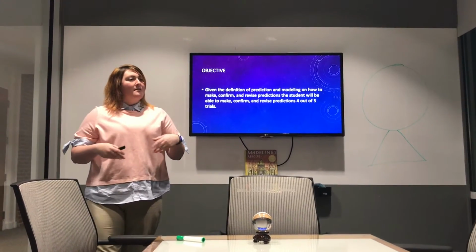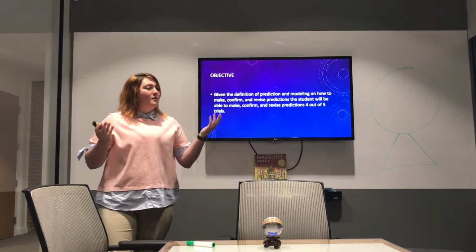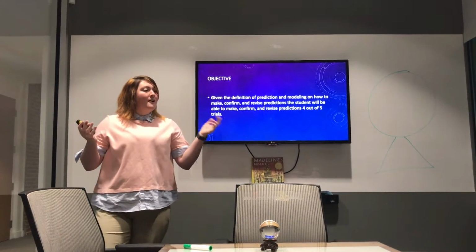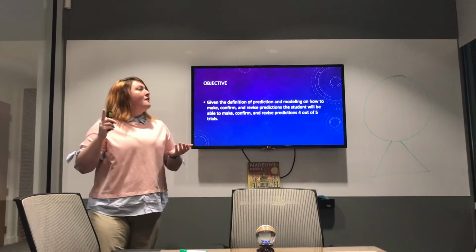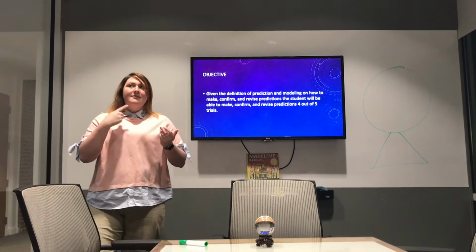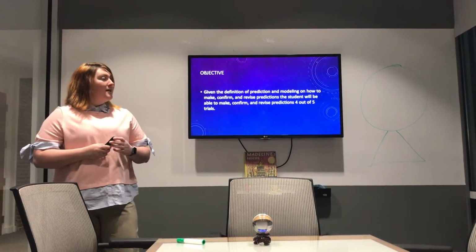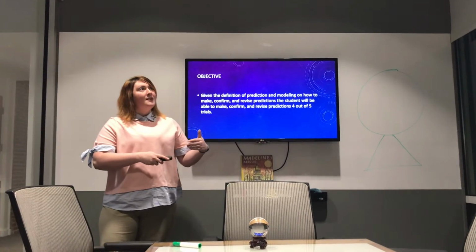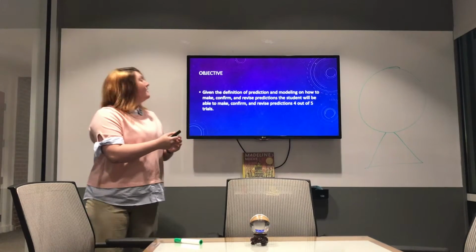So for instance, let's say I predict that the 3 little pigs are going to be safe at the end of the book. I read the book, I confirm, yes, all 3 are safe. Or I put an X if they're not all 3 safe. And revision is I predicted this happened, but this happened, or I predicted this and it did happen.